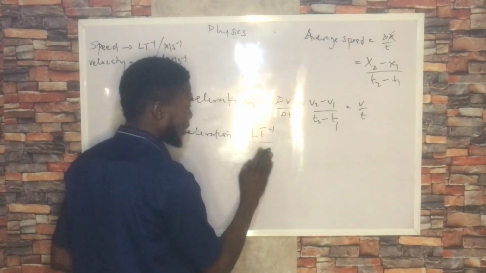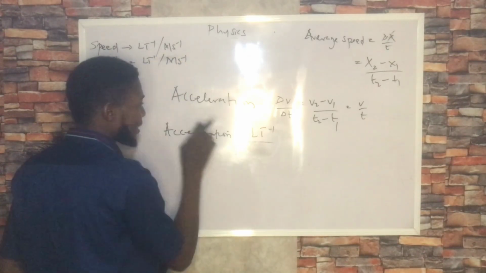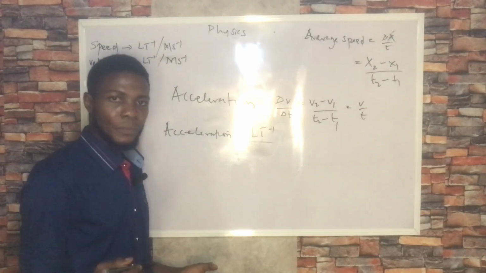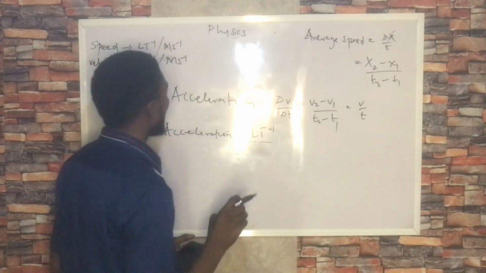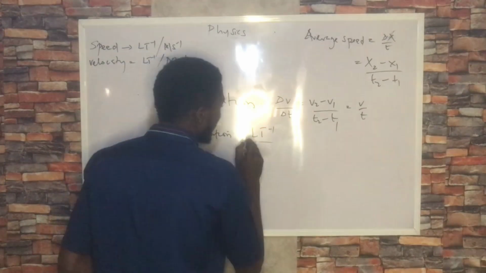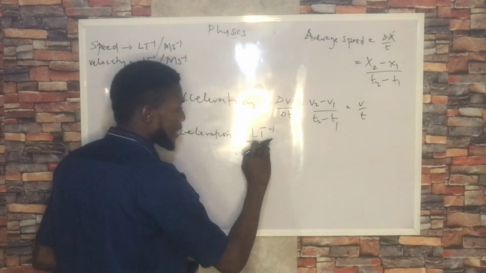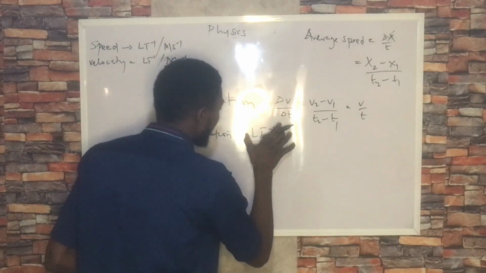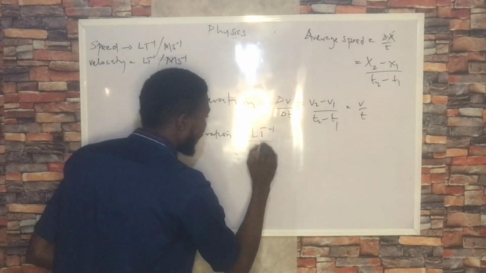The rate of change of velocity with time is acceleration. The rate of change of distance with time is velocity or speed. In this case, like I said, we respect time a lot in physics. So this is LT raised to power minus 1 over t.